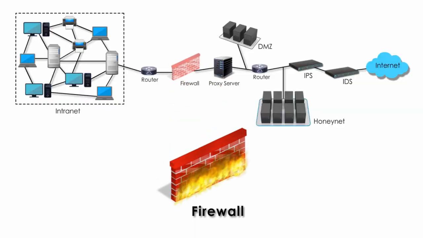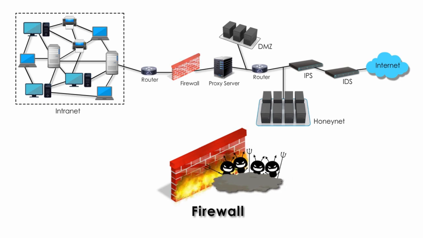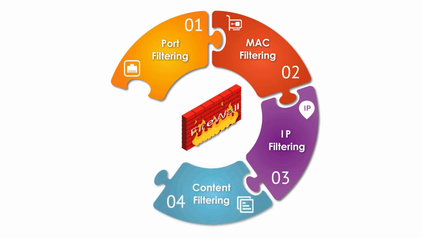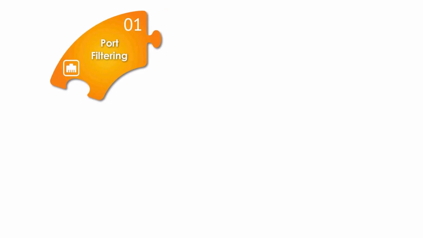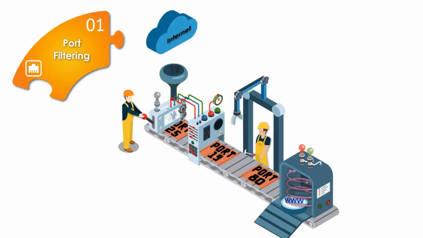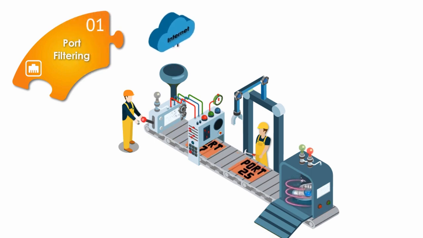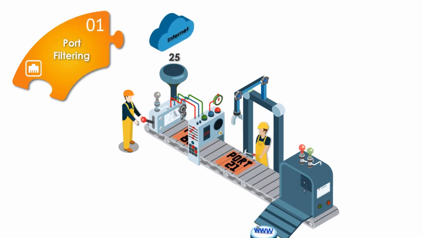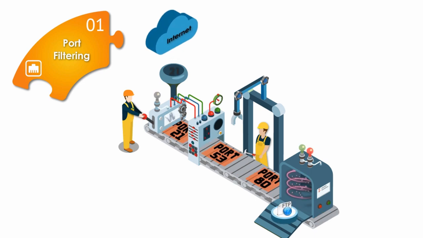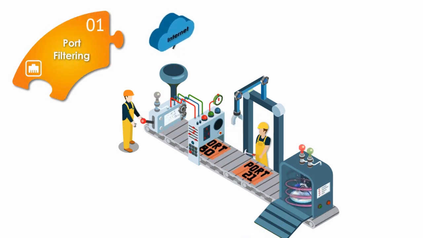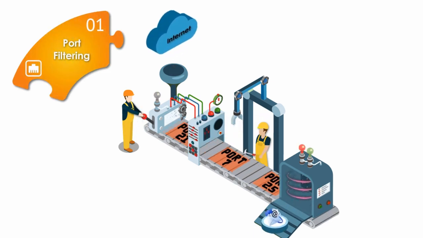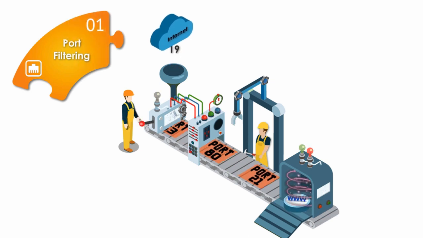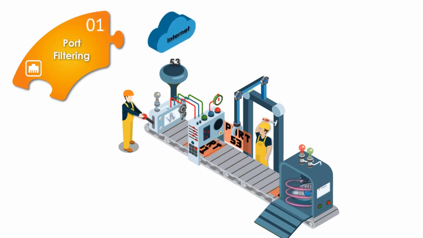Firewalls protect a network from external threats using a variety of methods. In this video, I will talk about five major functions. Number one, port filtering. Port filtering is also called port blocking. A port number means a certain application. Different applications use different port numbers. Port filtering is a function that allows or denies certain applications by opening or closing ports.